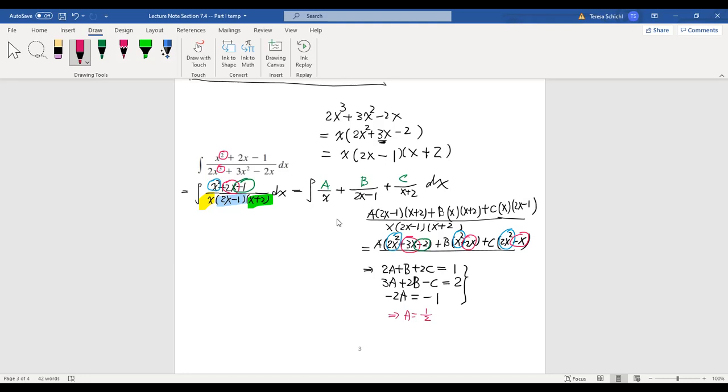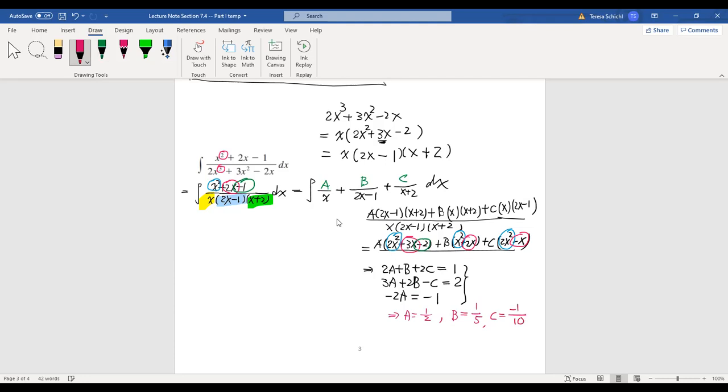So in here, I already have it solved. After a is equal to 1/2, I've solved b, and it is 1/5. Okay, so b is 1/5, and c is negative 1/10.